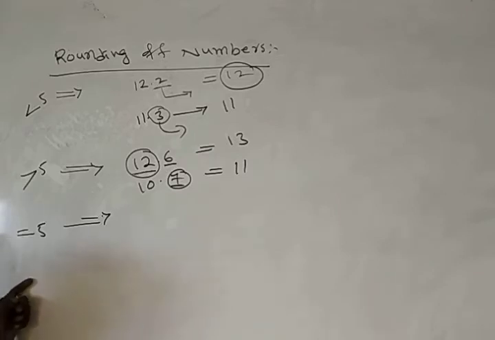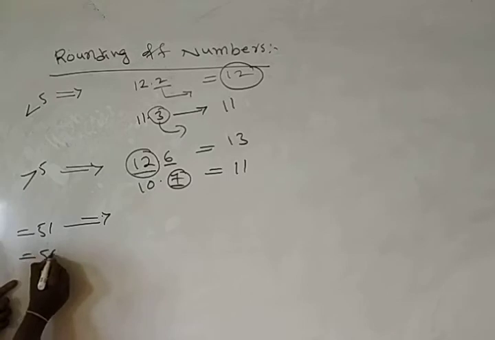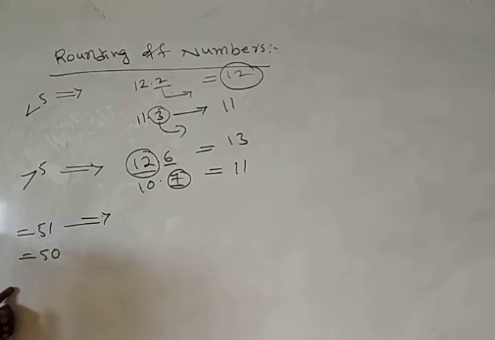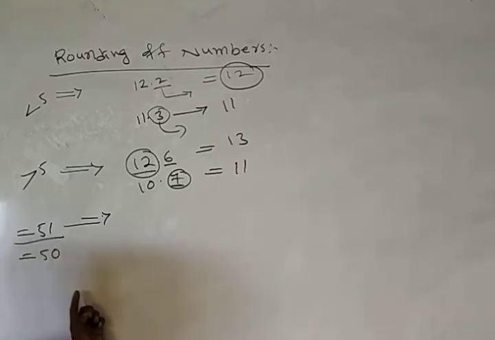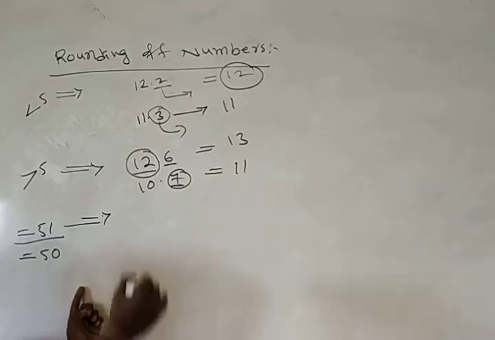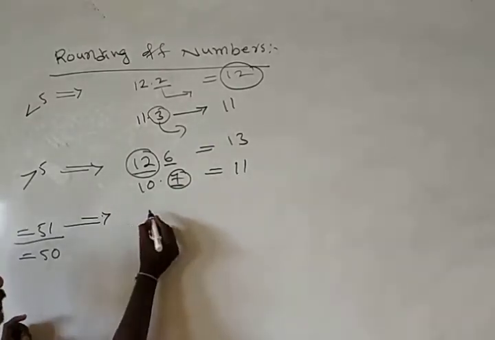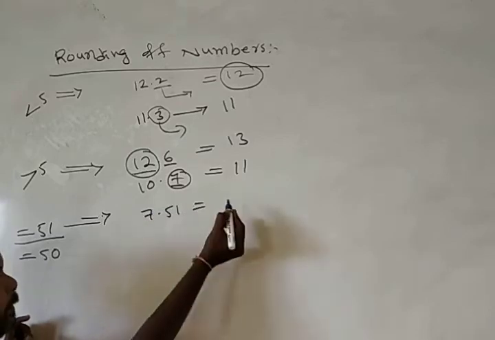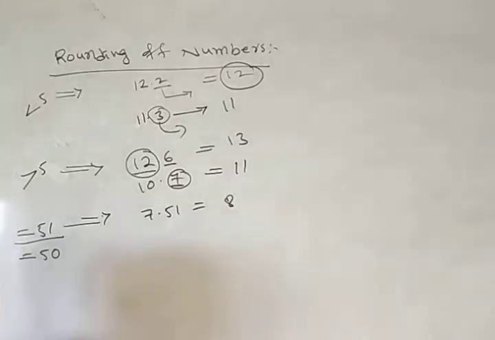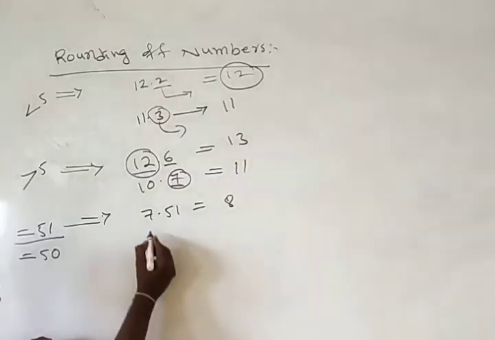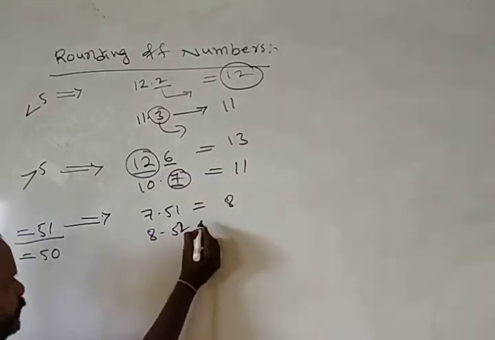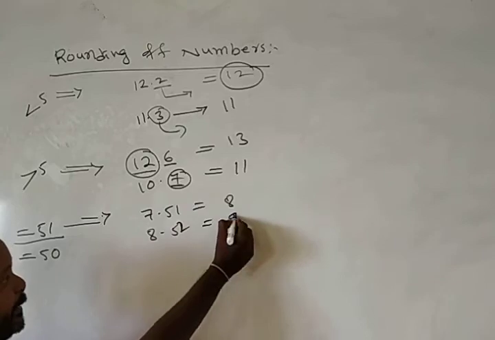Now, if it is equal to 5, there are two cases: 5 with a 1 after it, and 5 with a 0 after it. We'll see how to round. If it is 5 with a 1 after it, that is greater than 5, then round up to the next number. Suppose 7.51, round up to 8. 8.52 rounds up to 9.